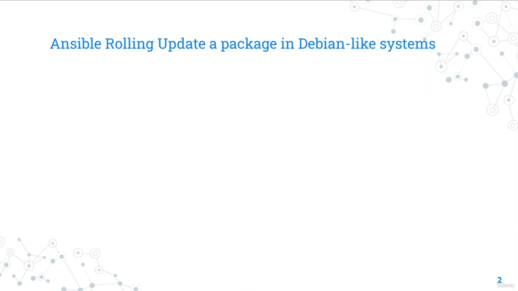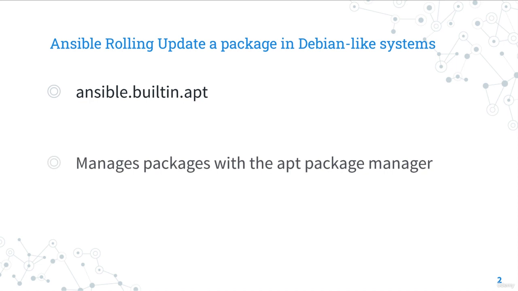Today we are talking about rolling update on Debian-like system using the Ansible module apt. We already talked about this module for installing packages, but we would like to consider another use case. This module allows you to manage packages with the apt package manager.